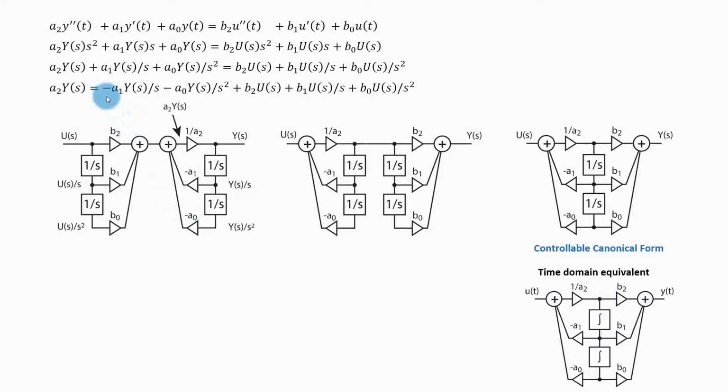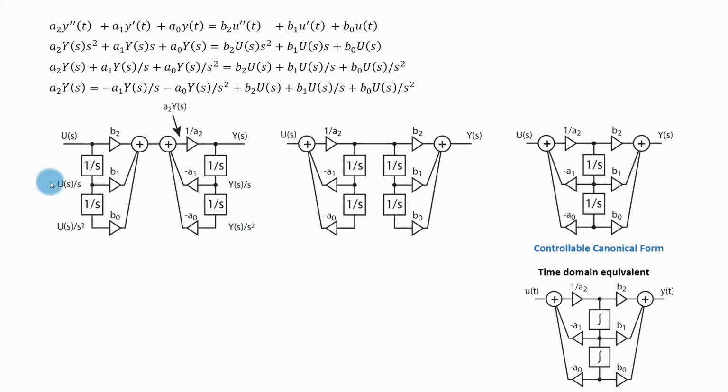Last, I need to add everything together, which is what I'm doing here. And when I add everything together, I will get a2 times y of s. And this expression I need to divide by a2, which will give me y of s. So this is how you can draw a schematic of a continuous time system.